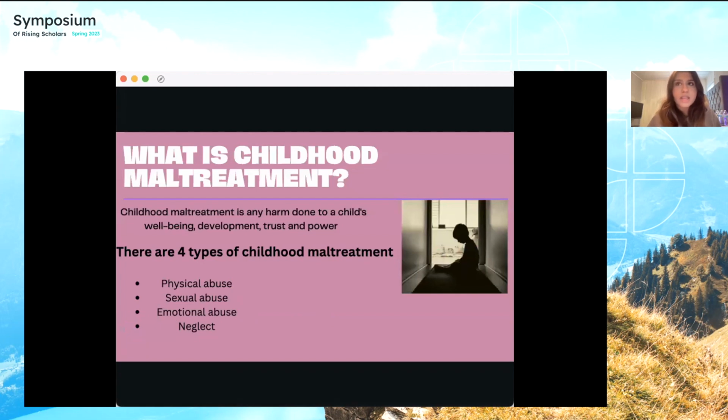Physical abuse is when a caregiver or legal guardian inflicts any physical pain on a child that ends up leaving a mark, bruise, cut, or burn. Sexual abuse is exposing a child to any sexual activities. Emotional abuse is non-physical abuse, where a caregiver or legal guardian manipulates or humiliates a child's mental well-being. And neglect is the failure to provide basic necessities and care, whether emotionally or physically.